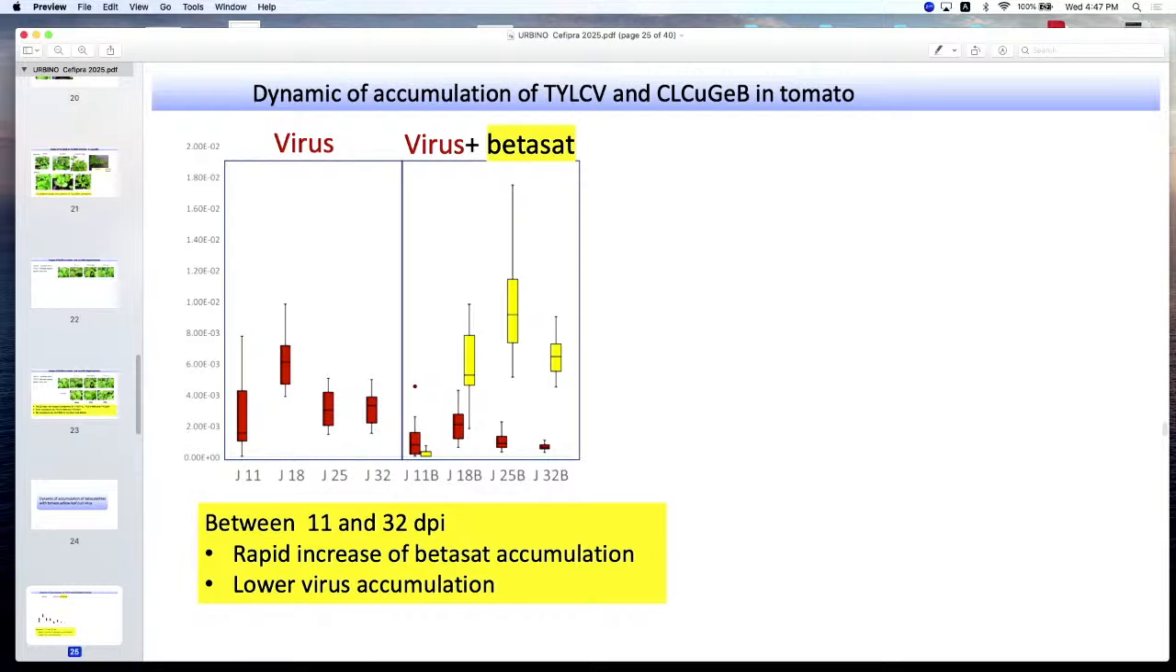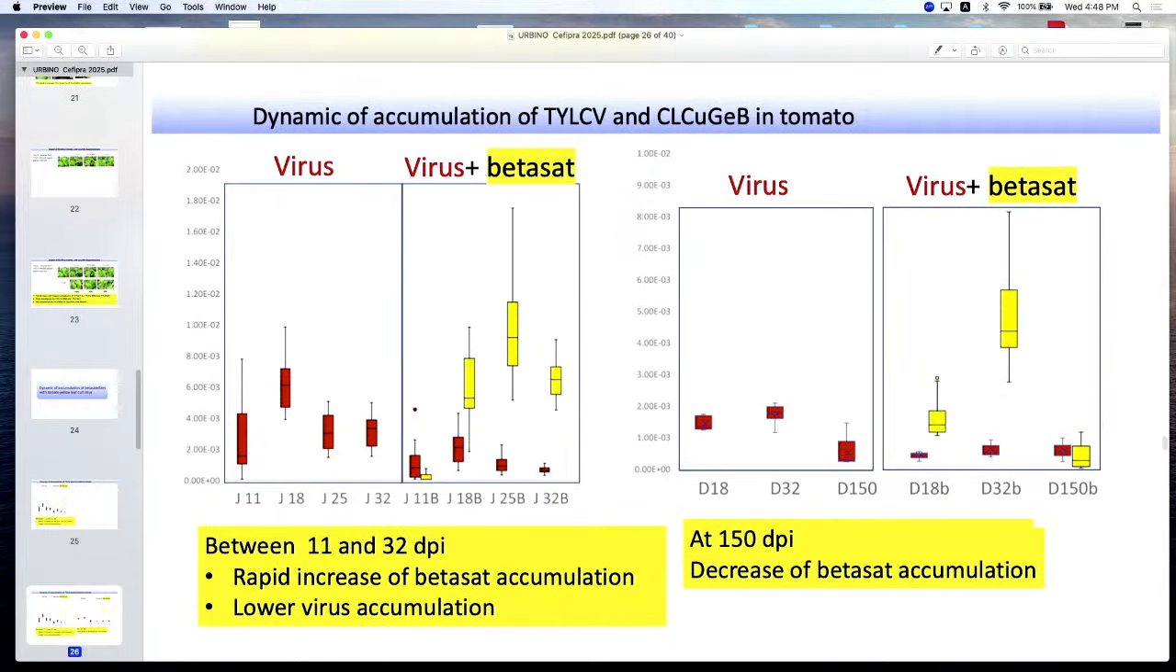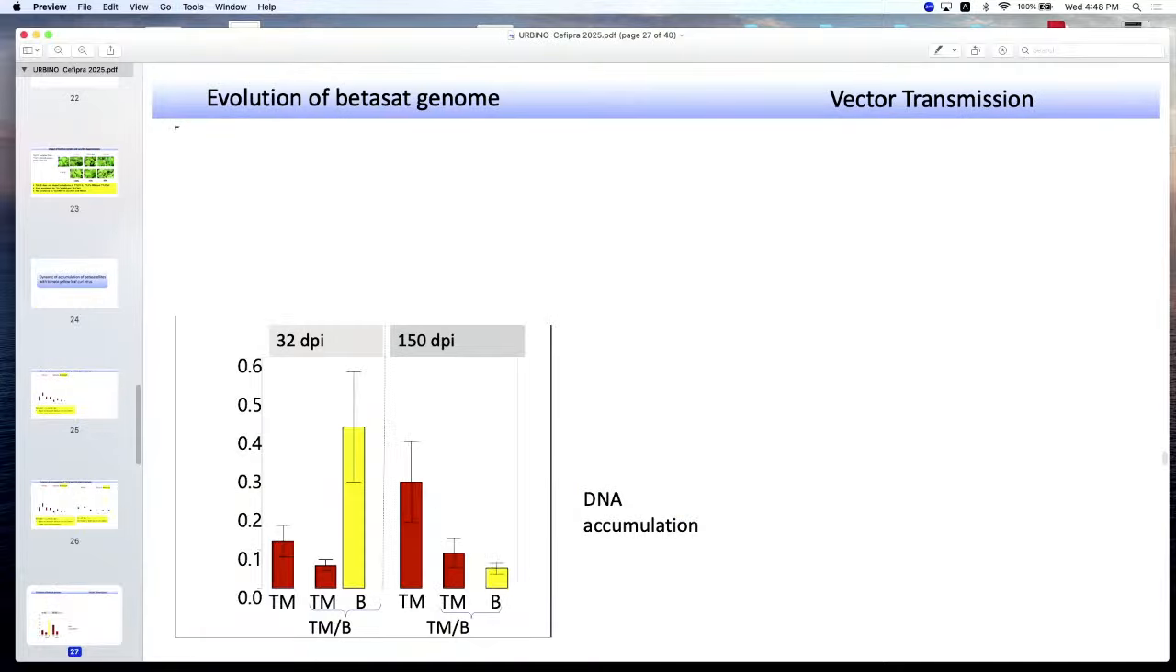And the satellite began at 11 days post-inoculation, and from 18 days post-inoculation, its accumulation is higher than the virus. So there is a very high amount of the satellite in the plant. Then we checked until 150 days post-inoculation, and at 150 days post-inoculation, the amount of satellite decreased. So we thought that maybe at the end the satellite will disappear, because after that it will not be transmitted anymore. So we tried to see if it was transmissible.